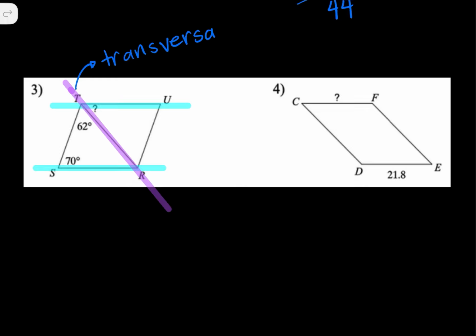So remember what a transversal line was when we talk about parallel lines? It is a line that divides or cuts a pair of parallel lines. So if you look at the figure closely, we have here a triangle. We want to find this angle, the question mark, but we can't find that angle unless we find this angle. Okay, so how do we find this specific angle?